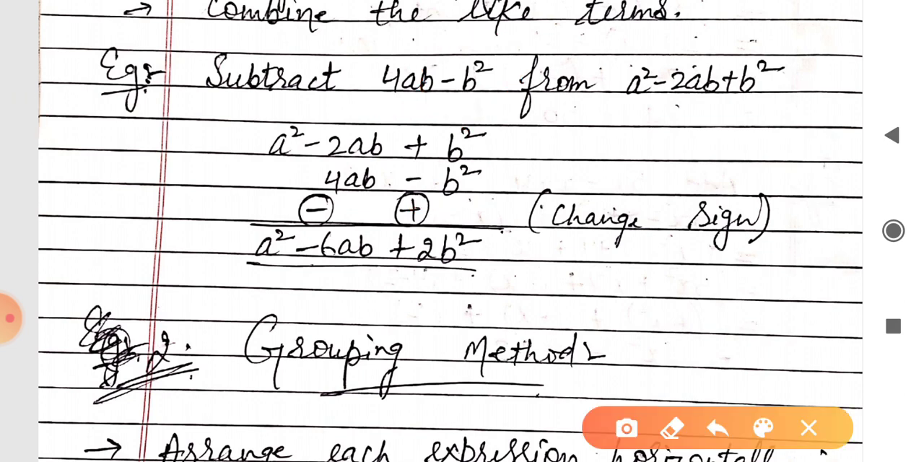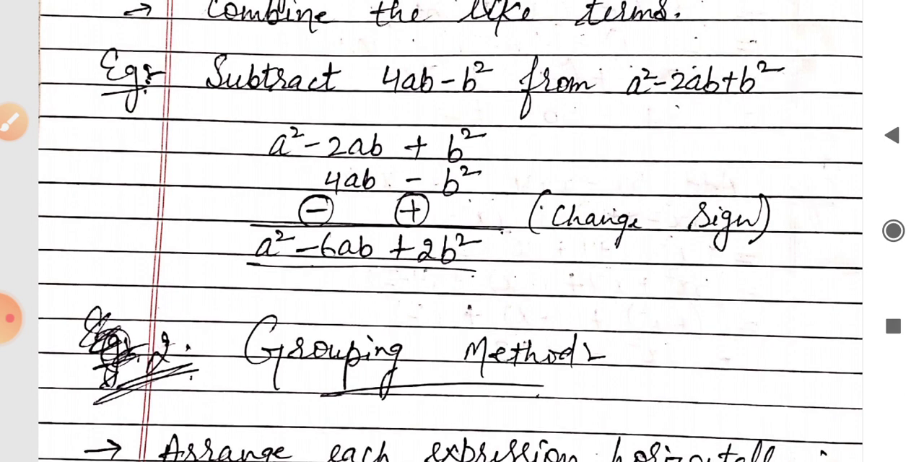Then we will change the signs of the second expression. The second expression is 4ab minus b square. Here 4ab is positive, so change it to negative. We will change this positive sign into a negative sign, and b square is negative, so change it into positive. So now the sign of 4ab is minus and the sign of this b square is plus.